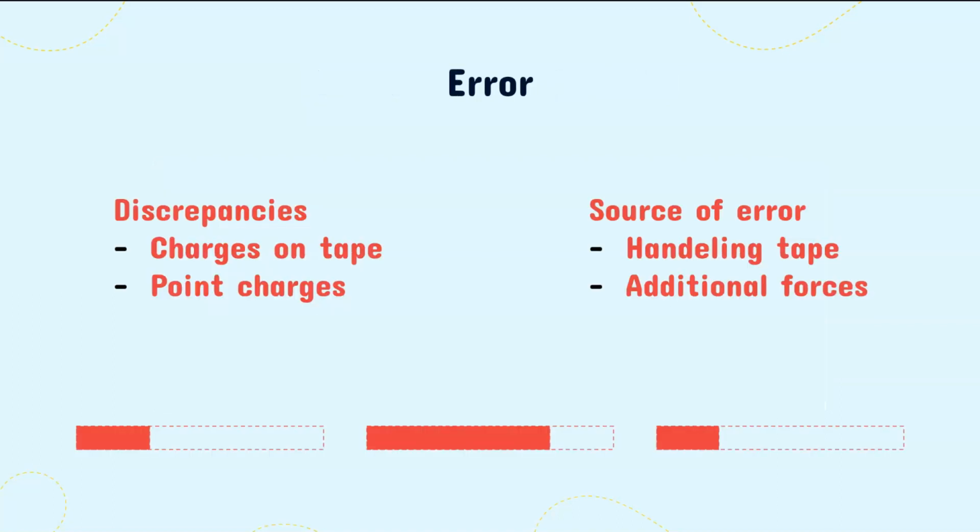Accounting for the error, the source of discrepancies comes from the fact that the charges on the tape were not equal and that we are not dealing with point charges. And sources of error can come from the loss of electrons when handling the tape. The weight is an estimate, and there are additional forces in the surroundings that are unaccounted for other than gravity.